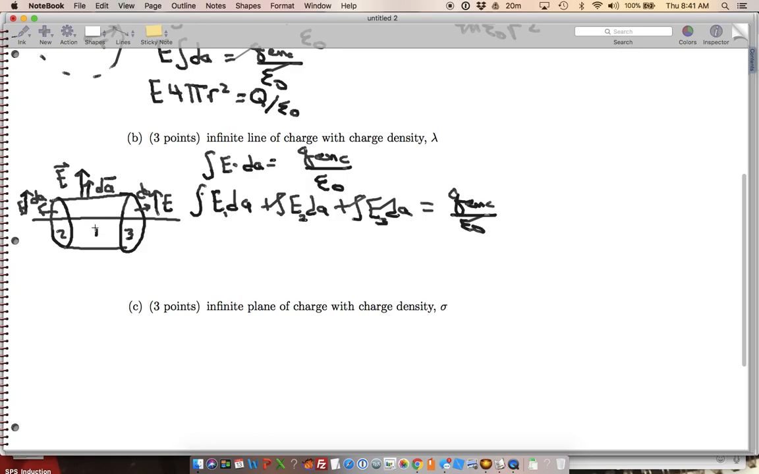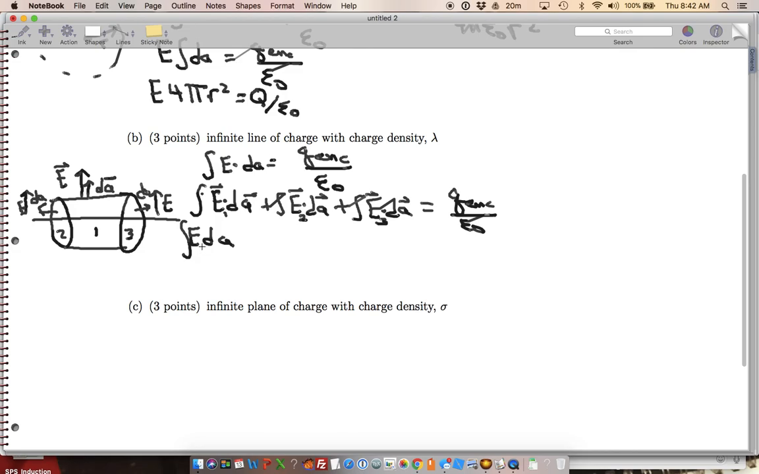Okay, so let's look at 1 first. If I think about 1, I've got my E and my dA. They're both pointing out and away, right, from my line of charge. So I'm going to keep this. This should be dot. Oh, I forgot my dots. And these should all be vectors, because I'm going to get rid of the vectors, but I need to consider the dot products first. So this one is E dot dA, so I'm going to have E dA.